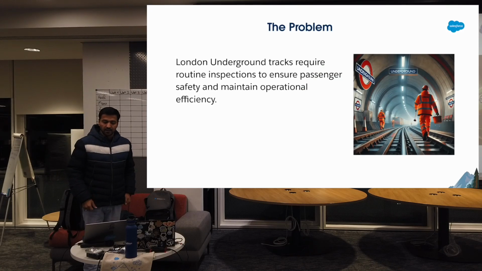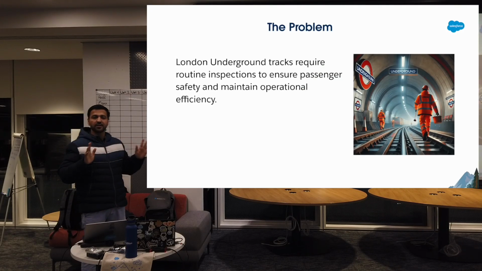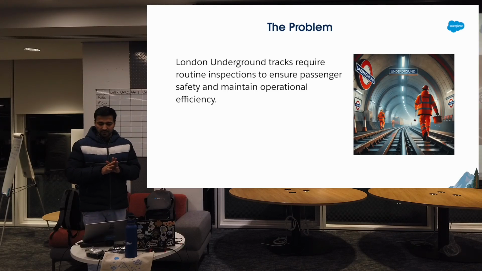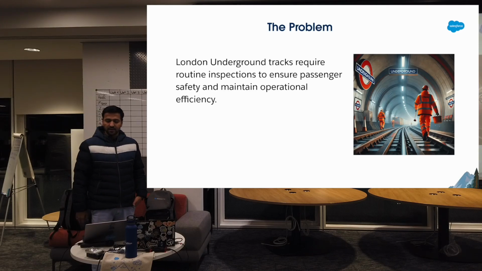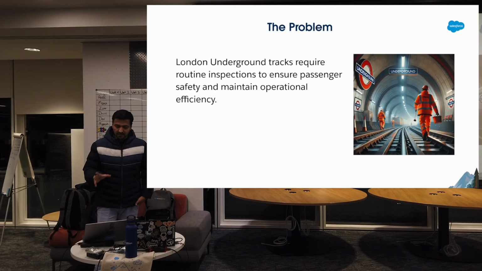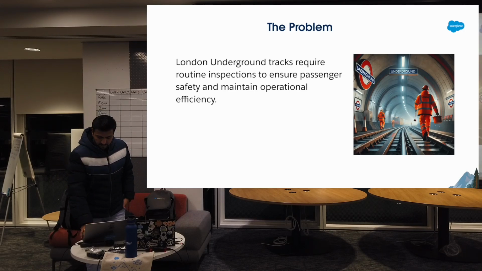The problem. I have a scenario for London Underground. This is a fictional requirement I have created just to prove how the offline thing works, and just for the fun part. London Underground tracks require routine inspections to ensure passenger safety and operational maintenance.